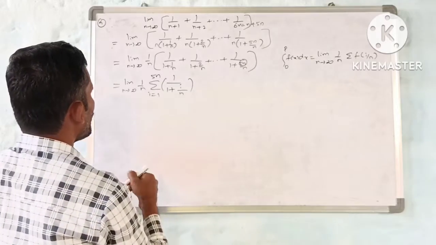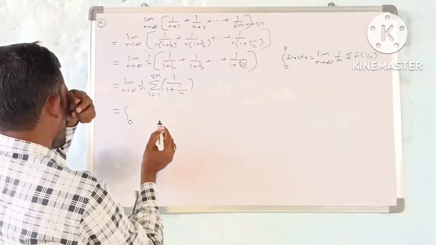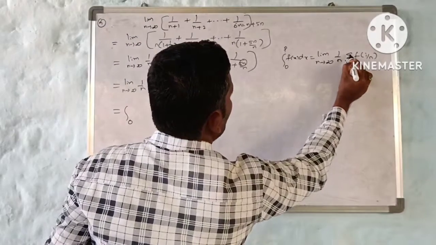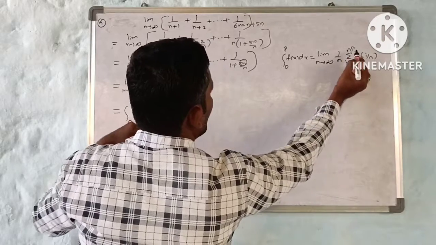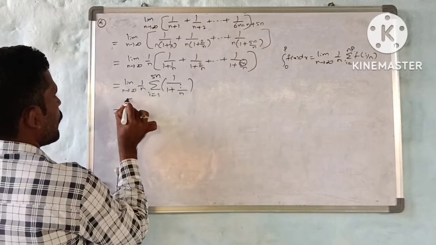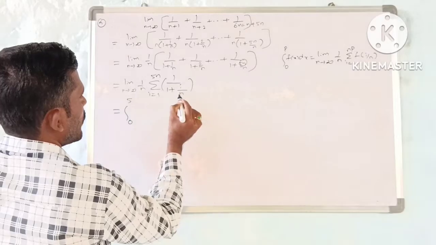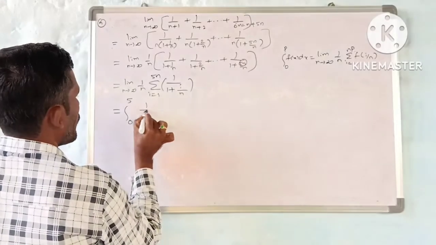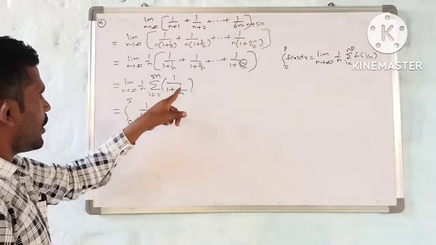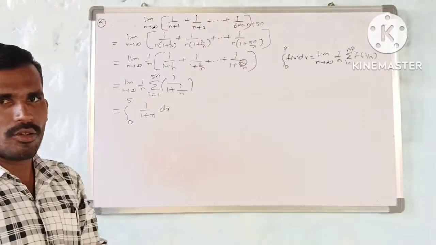So this becomes an integration, from 0 to p, where p is nothing but 5 here. So we want i equal to 1 to np, that is p, and here p is 5, so 0 to 5 f of x, where in place of x we have i by n. So 1 by 1 plus x integration. In place of i by n, you have to take x only.